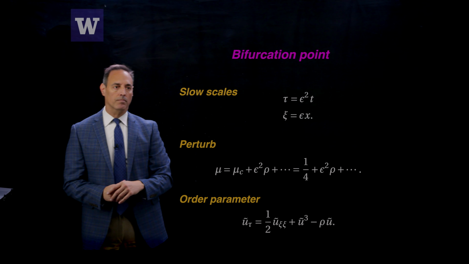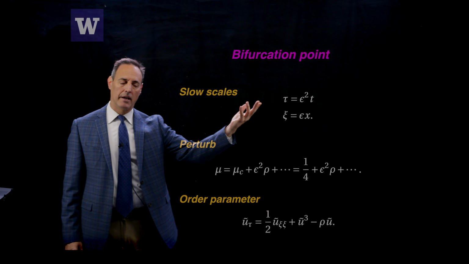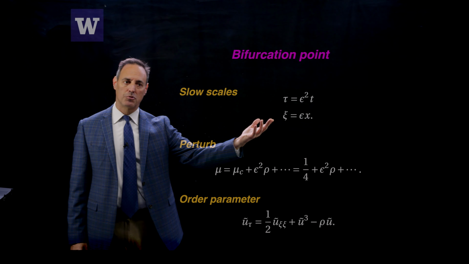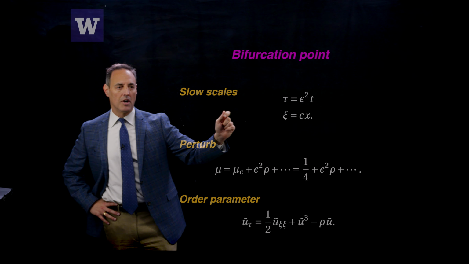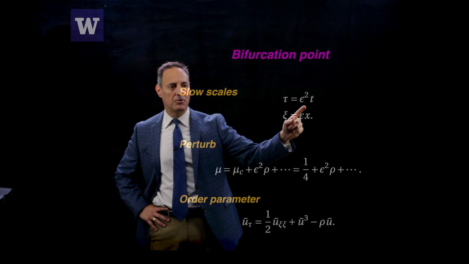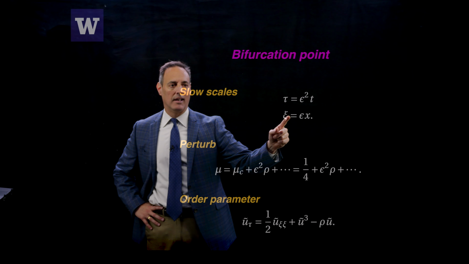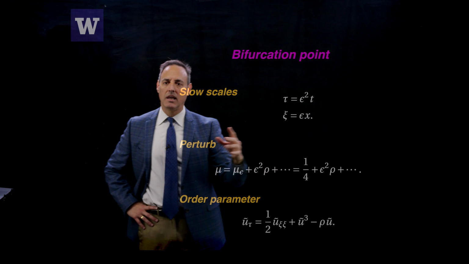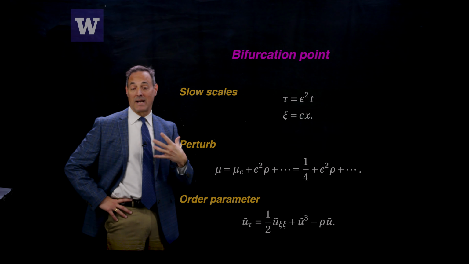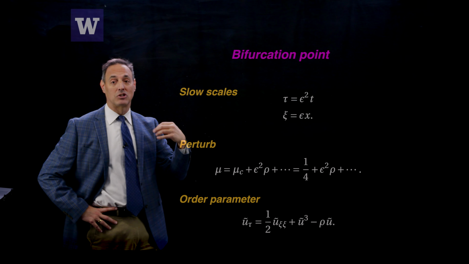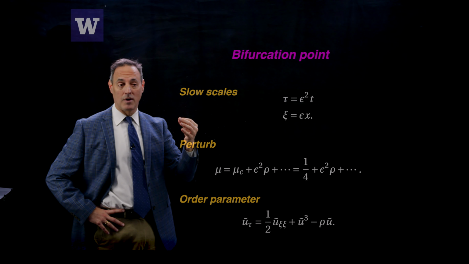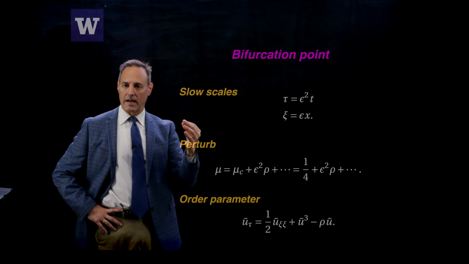So what do I do? I introduce slow scales, slow time, slow space, just like what we did in the last lecture. And notice what I've done here. Tau is epsilon squared t, and X is epsilon x. So it turns out I already know what the dominant balance should be. I should have an epsilon squared, so it's a very slow time scale. There's an epsilon squared there, and X is just epsilon x.